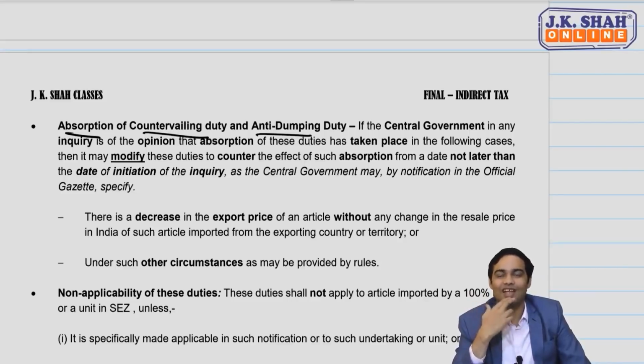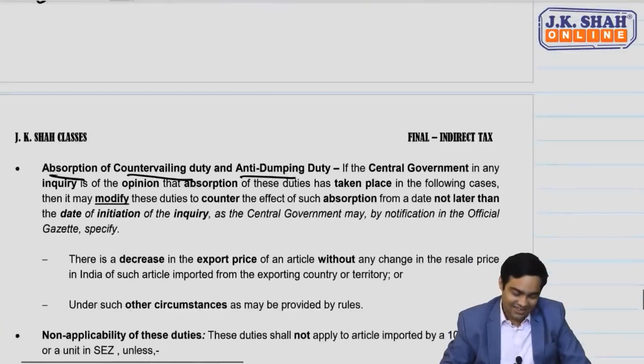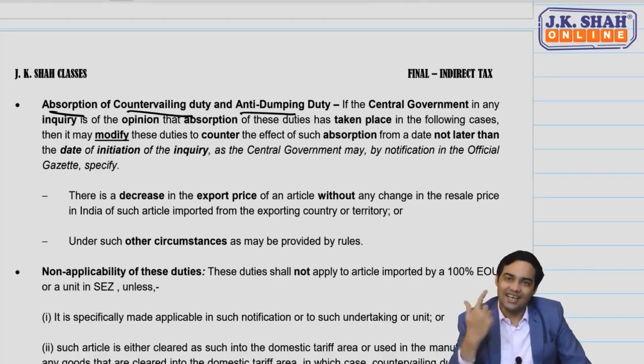What to do? In such cases, the government will increase anti-dumping duty. Oh, is it, sir? Yes, they have the power to increase anti-dumping duty from a date not later than the date of initiation of such inquiry. So if the exporter is trying to play smart, in the earlier case the importer was trying to play smart, in this case the exporter, who is exporting or sending those goods, is trying to play smart, in such cases the government can again revise or modify the anti-dumping duty or countervailing duty. Let's see.